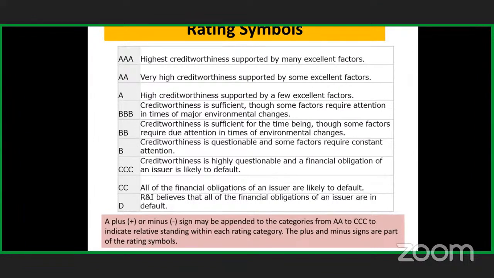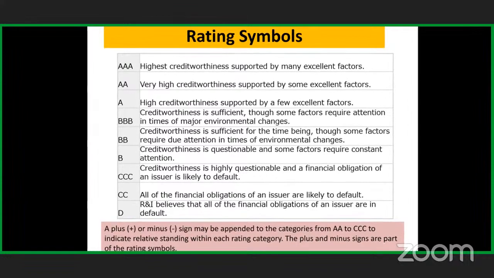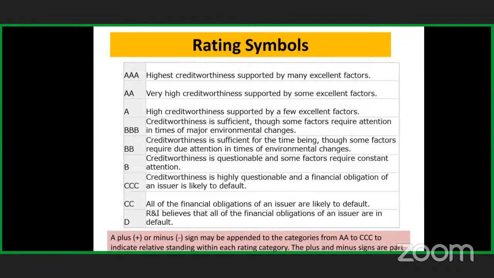So generally, you just need triple A, double A, and A. Again, there are plus ones: triple A plus, double A plus, A plus, BB plus, BB minus also. Plus or minus symbols may be appended to the categories from AA to CC. That speaks about the additional rating symbols. This is an exemplary point, but it varies. It's not constant for all.